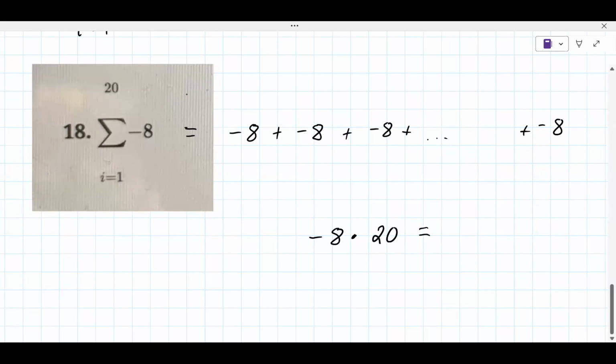But I would maybe spend a moment figuring out how to do the sigma on the Inspire.